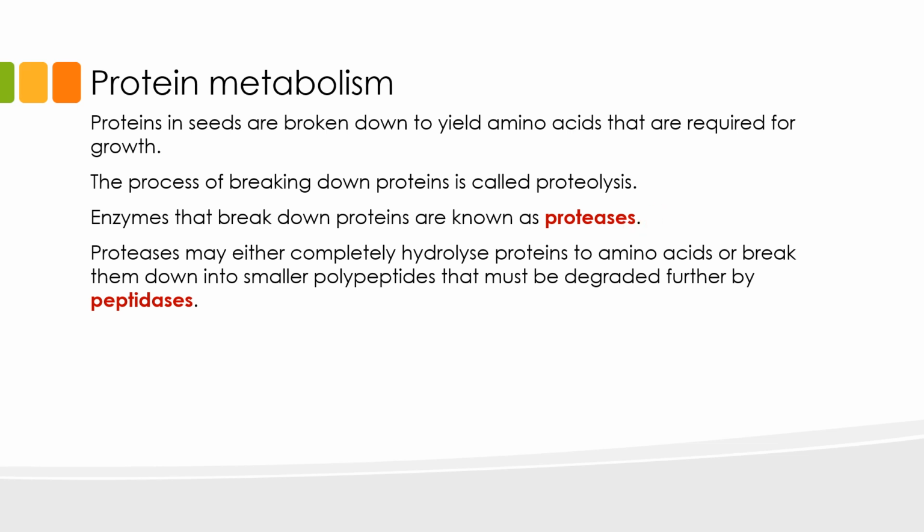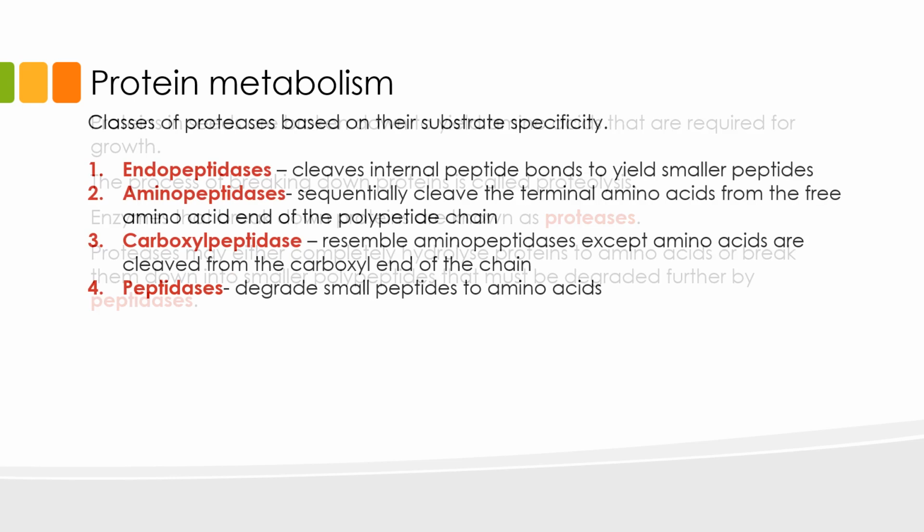Enzymes that break down proteins are known as proteases. Proteases may either completely hydrolyze proteins to amino acids, or break down proteins into smaller polypeptides that must be degraded further by peptidases into individual amino acid components. Proteases are classified into four groups based on their substrate specificity. What are these four groups? We have endopeptidases, aminopeptidases, carboxyl peptidases, and peptidases.